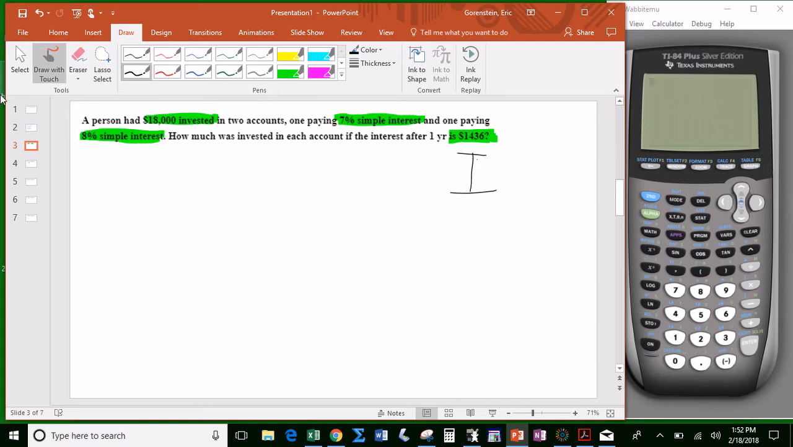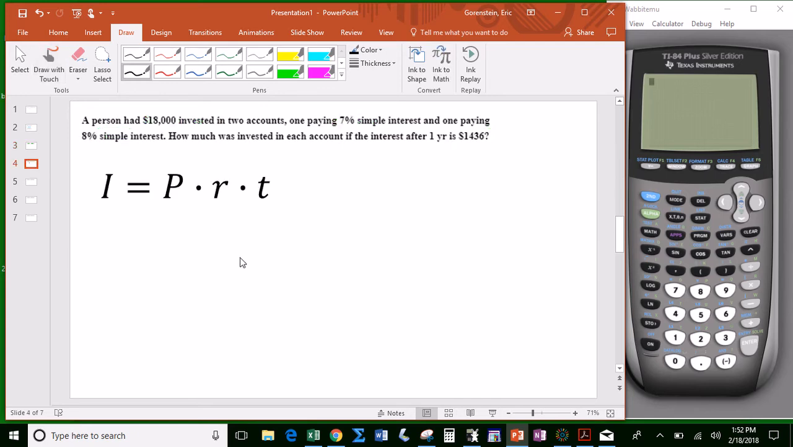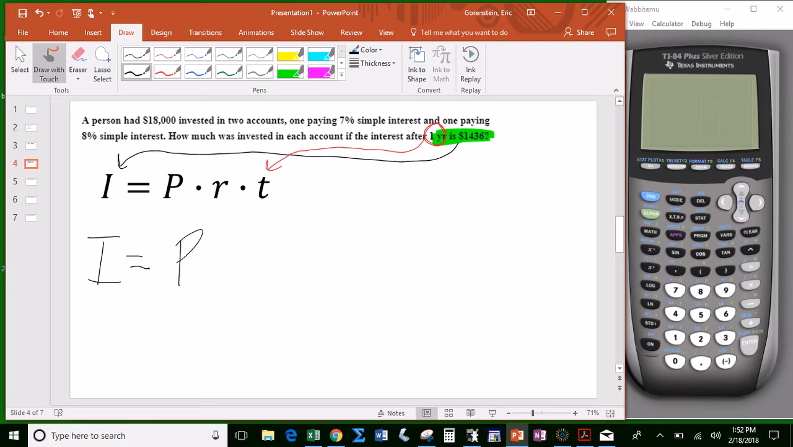Okay, so we have a formula for this. Total interest: interest equals principal times rate times time. Time is measured in years, and since we're working with 1 year, that means time is equal to 1. So the total amount of interest for 1 year should be principal times rate times 1, because 1 is the time. Okay, so now the question is, how much was invested in each account?